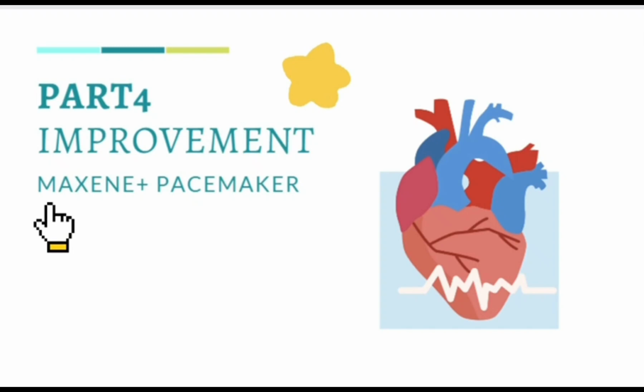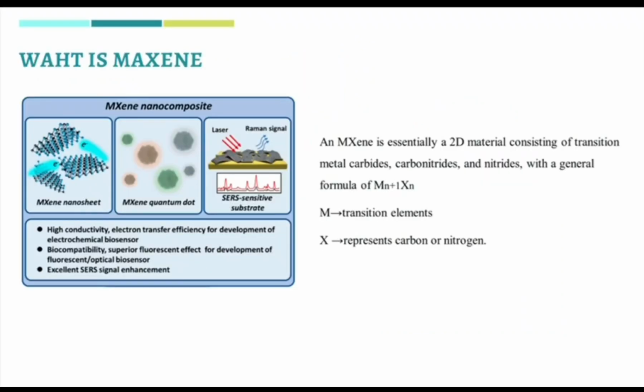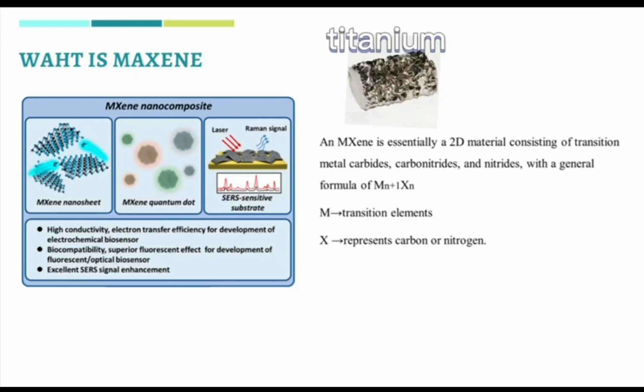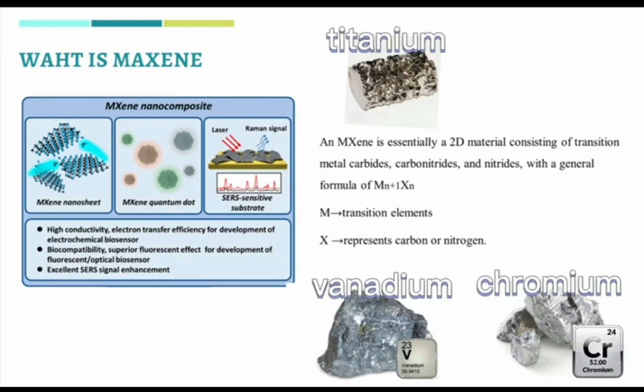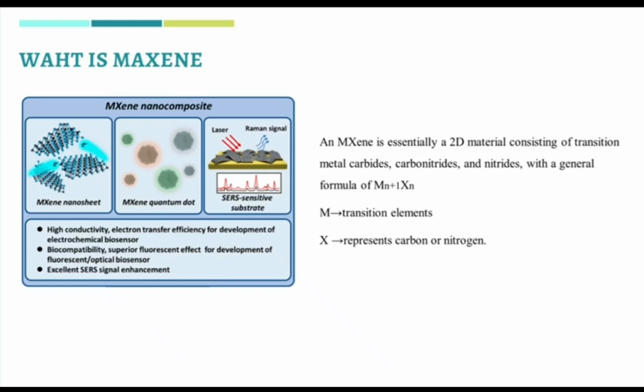Our group chose one material called MXene, which may improve pacemakers in various aspects. First of all, what is MXene? MXene is essentially a 2D material consisting of transition metal carbides, carbonitrides, and nitrides. Here, the M stands for transition metal, such as titanium, vanadium, chromium, etc., while X represents carbon or nitrogen. Briefly, to synthesize MXene, the MAX phase is used as a template material.